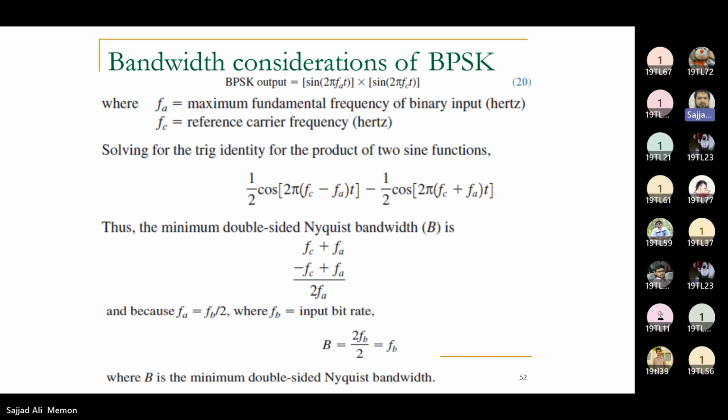So in that, the Nyquist double-sided bandwidth B is 2 fa, and because fa is equal to fb by 2, where fb is the input bit rate, the bandwidth will be equal to the bit rate. So the bandwidth, bit rate, and the baud rate for BPSK are the same, where B is the minimum double-sided Nyquist bandwidth.